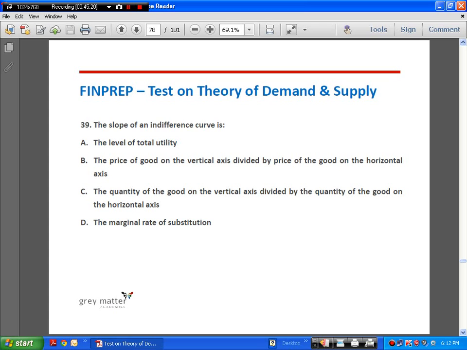So we will notice that as you move down an indifference curve, the marginal rate of substitution goes on decreasing. Therefore, the slope of an indifference curve is always the marginal rate of substitution, and it is option D.